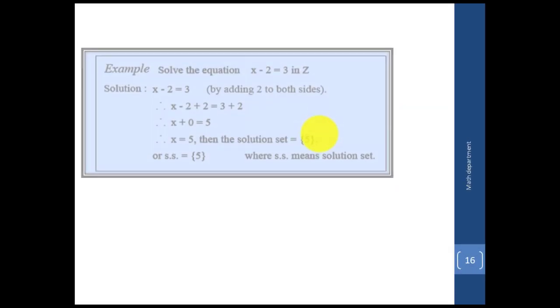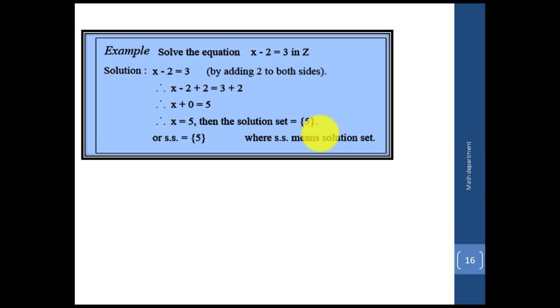Okay. The first example. Solve the equation x minus 2 equal 3 in integers. I want the value of x, but with x we have minus 2. How can we cancel minus 2? Add 2 to both sides, plus 2 and plus 2. Minus 2 cancels plus 2, so the left hand side becomes x. 3 plus 2 equal 5, so the solution set is 5. 5 belongs to integers, yes, so the solution set equals 5.